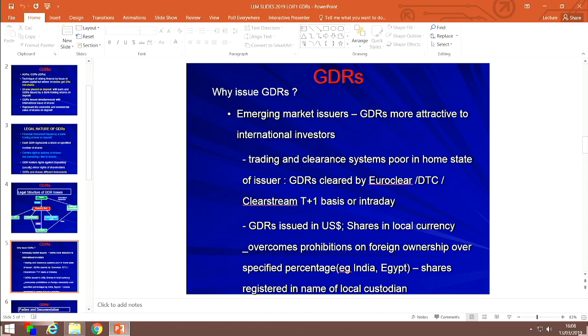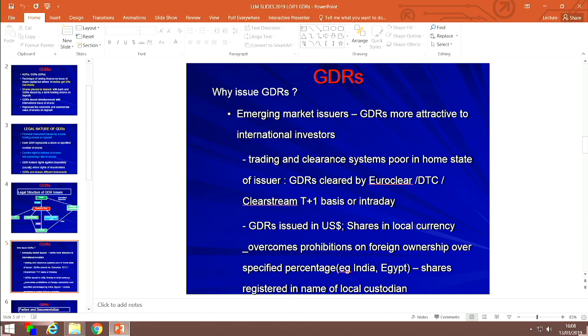If you go back to your own home jurisdictions and ask how long does it take for a share deal to clear, you'll see the reason why many issuers in emerging markets will opt for the GDR structure, because international investors are used to trades being cleared T plus one. And the idea of hanging around for 20 days for some stock exchange to clear the shares is not something that appeals to international investors.